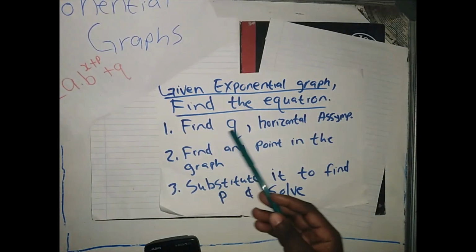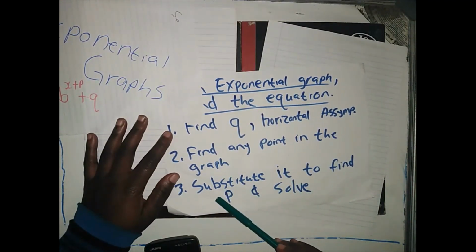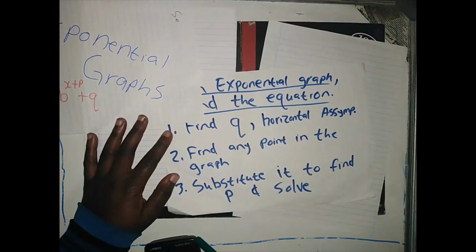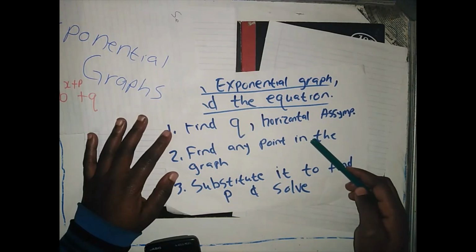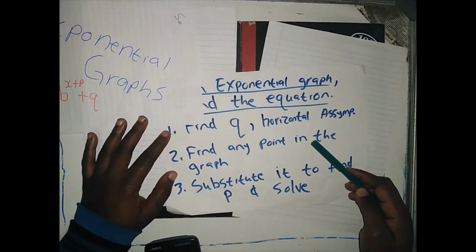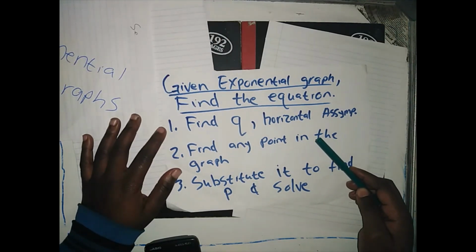So step number 1, find q, the horizontal asymptote. Step number 2, find any point on the graph. And then when you have found that point on the graph, what should you do? Just substitute it in order to find p, and then you solve. Okay, and when you have found p, put it in the equation, and then you will be right. So that is how you find an equation if you've been given an exponential graph.